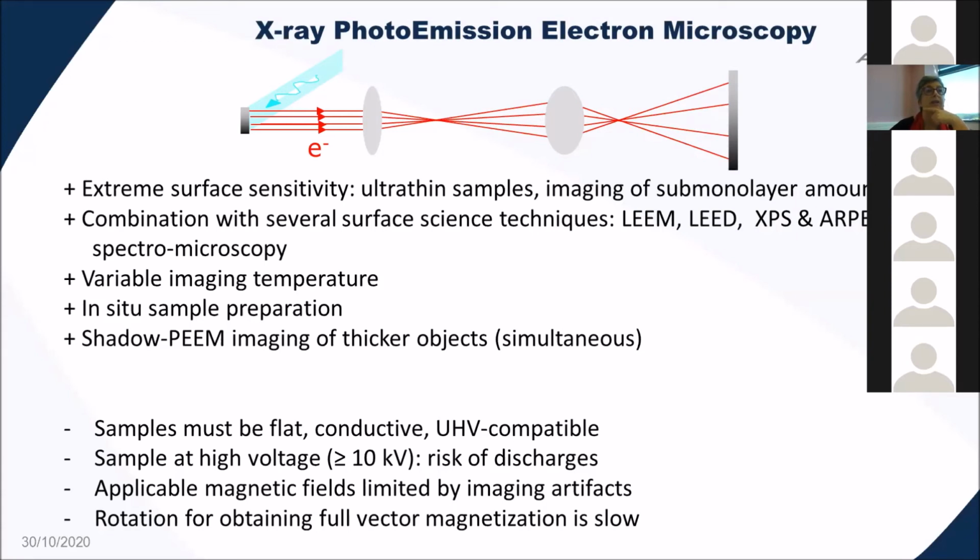It has some limitations, so the samples must be rather flat and conductive, compatible with ultra-high vacuum. Between the sample and the objective there is high voltage, not like in really high voltage machines, but 10 to 20 kilovolts. So there is always some risk of discharges with elevated objects. The applicable fields are limited by imaging artifacts, and a full rotation of the sample in order to look from different angles at the same object and obtain the full 3D magnetization vector is slow. It's possible, but it's slow.